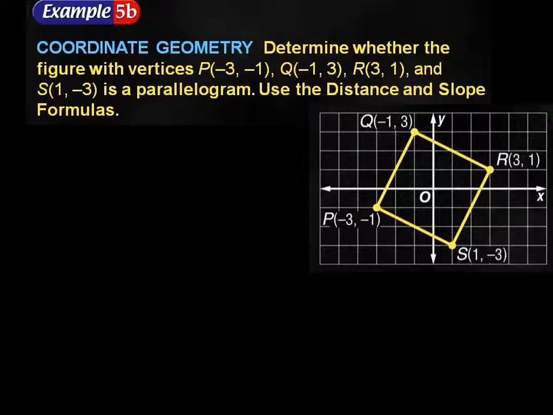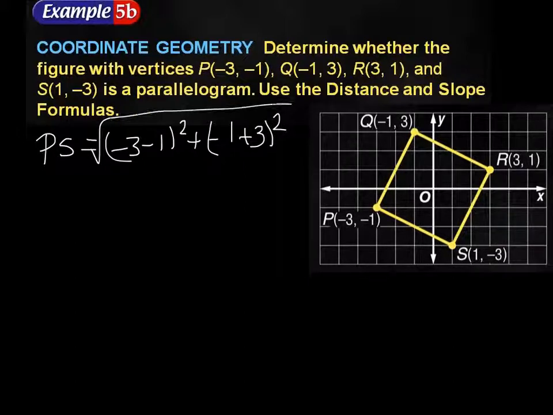Okay, they gave us another quadrilateral, and this time they said to determine if it's a parallelogram by using the distance and slope formulas. So that means we're going to see if there is a pair of sides that is both parallel and congruent. So let's do distance formula first. So let's do PS. I'm not putting a bar on it because I'm trying to find the length. So I want the difference in my x's, -3 minus 1 squared plus the difference in my y's, -1 minus -3 squared, and then we get to do the square root of the whole business.